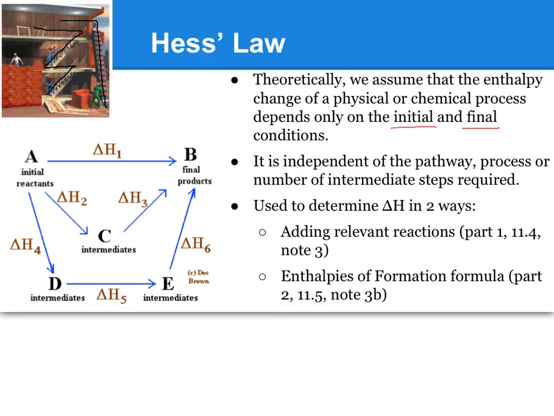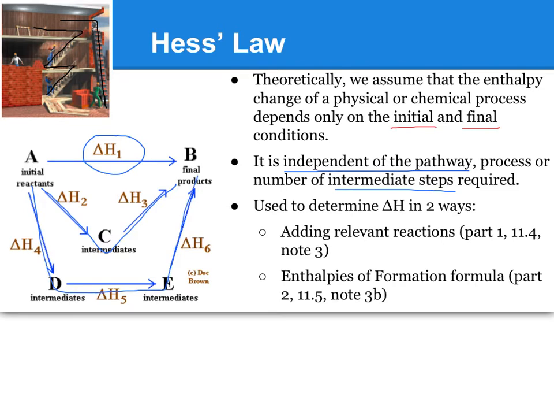So what Hess's Law is saying is that the enthalpy is independent of the pathway. It doesn't matter if there's lots of intermediate steps, the enthalpy change is only going to depend on where you started and where you ended up. So in the diagram on the left, if we're going from A to B, it doesn't matter if you get there using delta H1, or through C, or down through D and E, the enthalpy is still going to be the change between A and B.